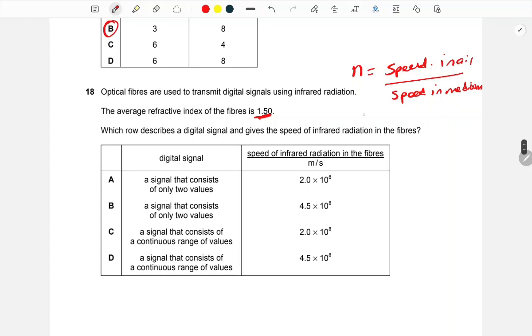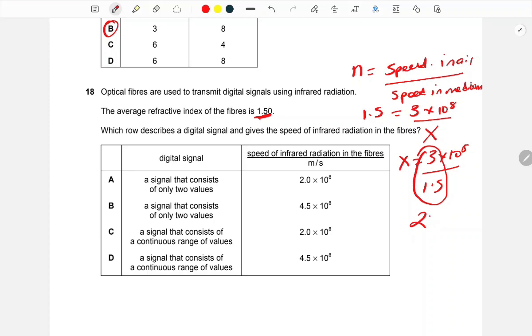So that would mean 1.5 equals the speed of light in air, which is always 3 times 10 to the power of 8, over x, since we don't know this part. So we can rearrange the formula, and x would be 3 times 10 to the power of 8 over 1.5. We know that 3 over 1.5 is 2, and then we have times 10 to the power of 8. So we can cancel out B and D. And a digital signal is a signal that contains only 2 values: 0, 1, true, false, yes or no. So it's going to be A.